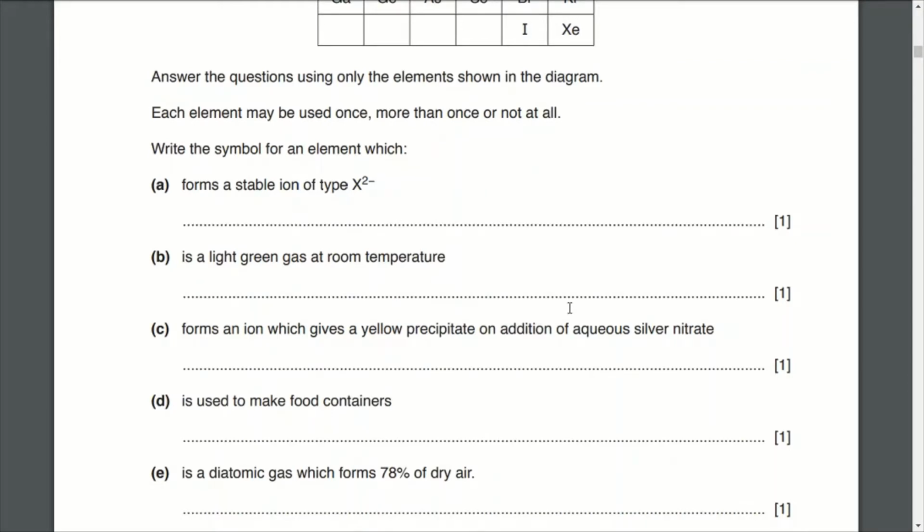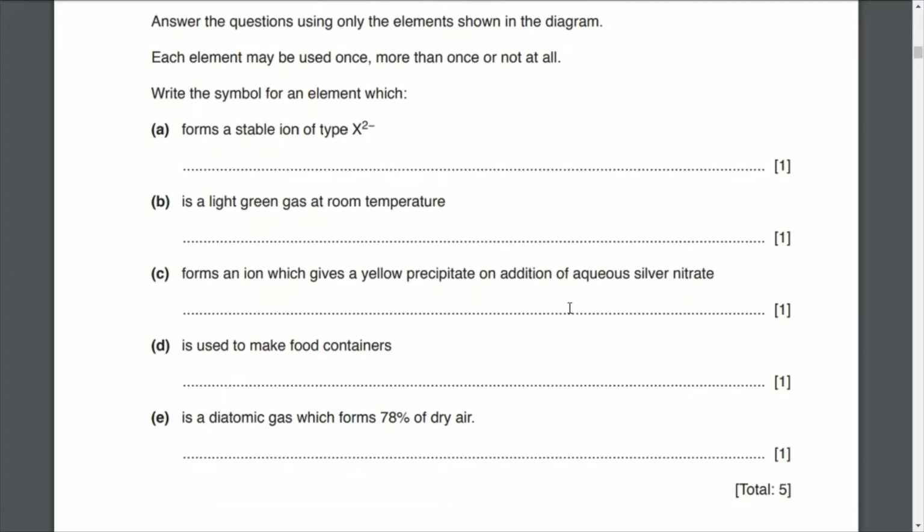Yellow precipitate in reaction with aqueous silver nitrate, it's iodine. And part D is used to make food containers. Food containers is like aluminium. Aluminium is used for food containers, and it is used for storing food and packaging of food. It's aluminium. Alright.